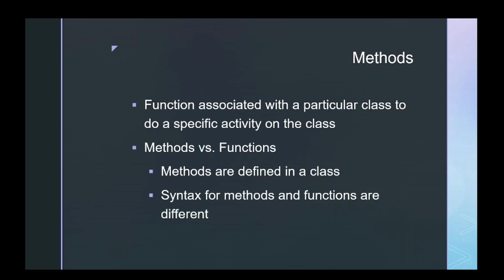So remember, we said we're going to keep our functions as pure functions. We don't want to modify the objects. Well, then how do we modify the objects? Well, we create a method within the class to modify it itself. So a method is nothing more than a function associated with a particular class to do a specific activity on the class. Now, really, methods and functions can be used interchangeably, except that methods are defined within a class and functions are going to be outside of a class.